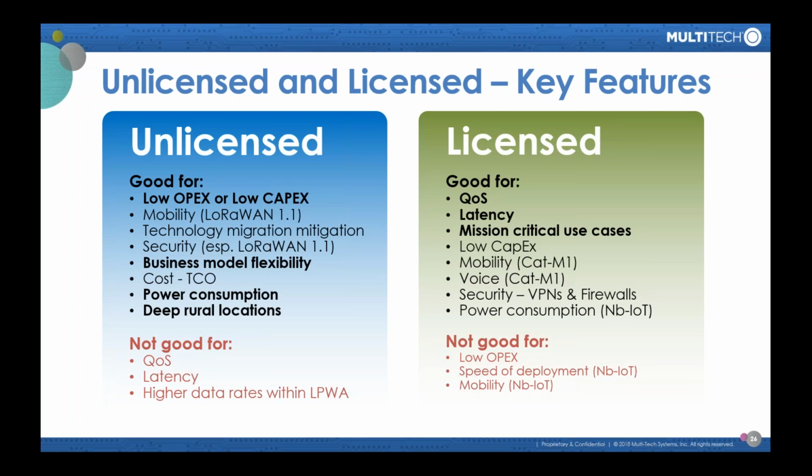On the unlicensed side, with LoRa, I've got two things that are related to each other. You'll see there that the low OpEx or low CapEx really is tied to the business model flexibility. Earlier, I talked about the three different types of LoRaWAN networks: public, private, and enterprise. That gives you the choice of how you want to utilize LPWAN technology. On the licensed cellular side, you have one option: you're joining their networks.